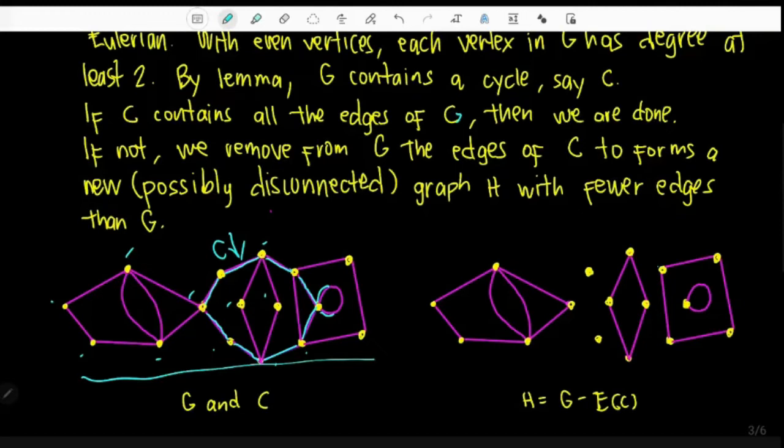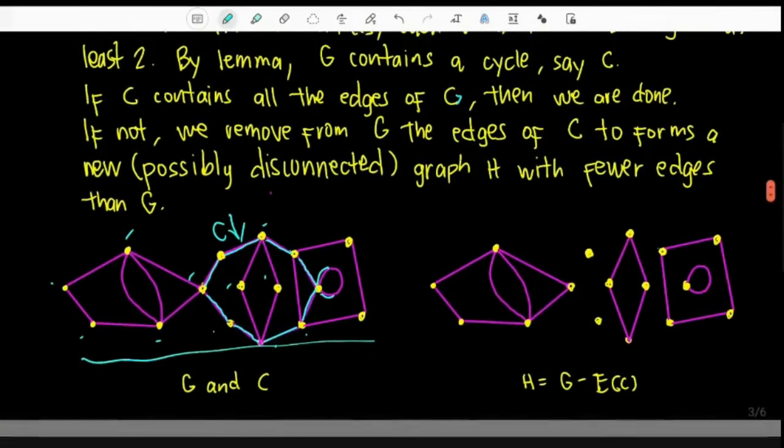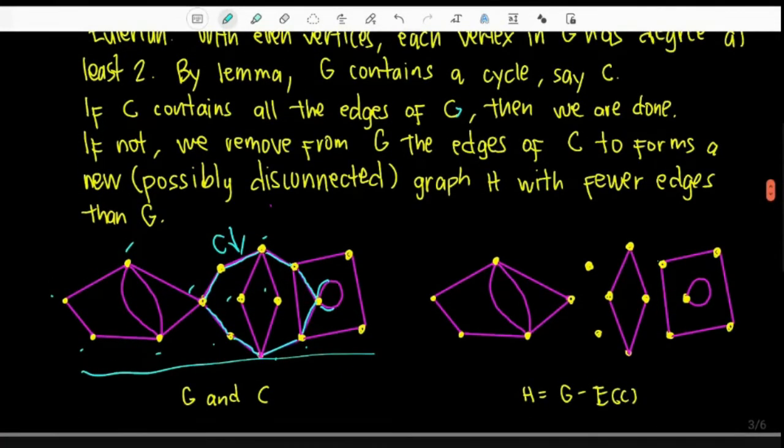So what we will do is remove the edges of C from our graph to create the graph H. Now possibly H will become disconnected. So if we remove C from our G, this is the result we get. The cycle C is gone. So that's our H. So what is our H? H is a possibly disconnected graph with fewer edges than G, because we removed edges of G, right?